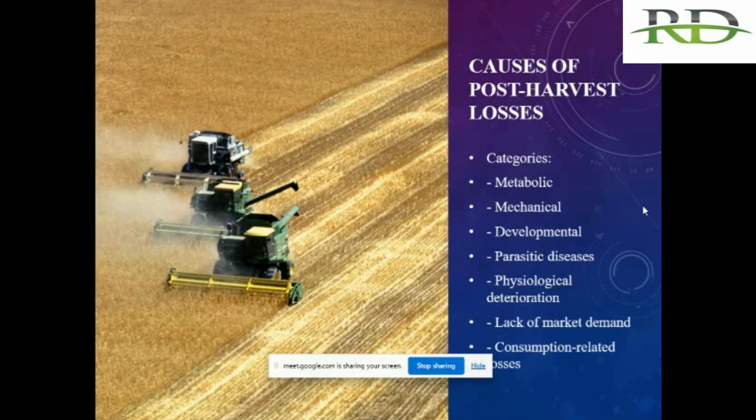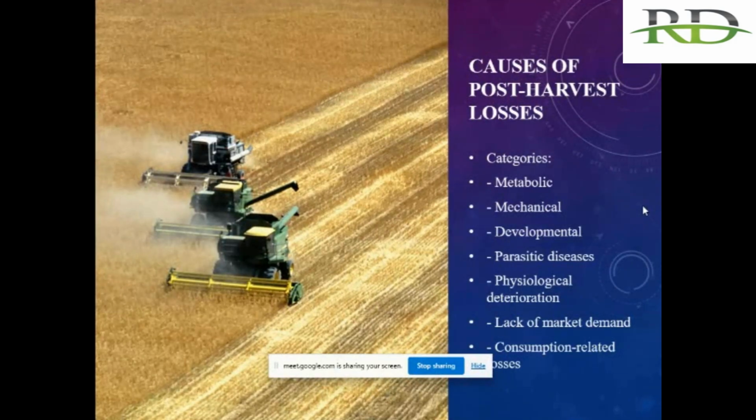And developmental is a process that will develop in a short time interval, because if you are not taking precautions to retard the respiration process, then later on, fruit respiration will be higher, and the development of post-harvest losses is a continuous process.